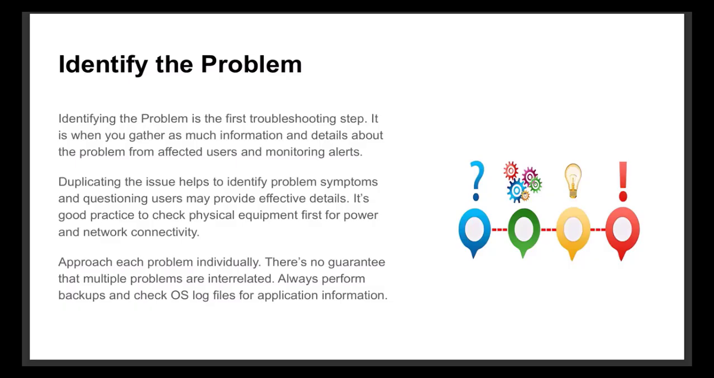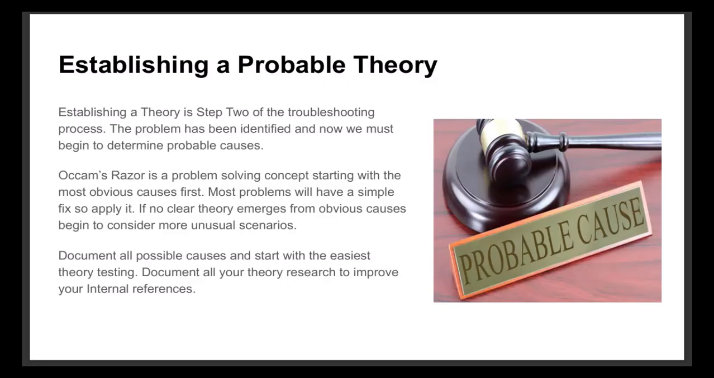The second step in the troubleshooting process is establishing a theory. We have identified what is the problem that is affecting our user, and now we must determine what is the most probable cause for the problem at issue. One good problem-solving concept is Occam's razor. Occam's razor is a problem-solving concept that says we should start with the most obvious potential causes first.